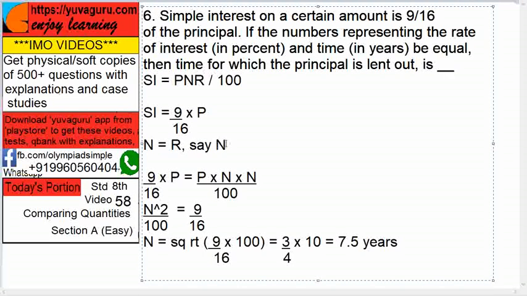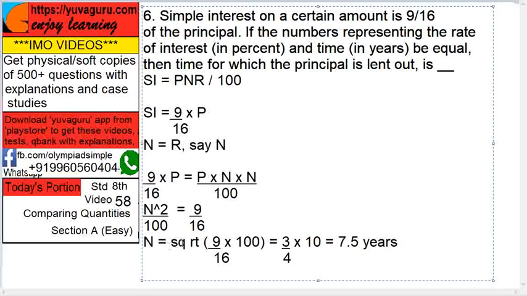So we'll write it as N. Instead of writing R, we'll write it as N. So write this equation again. 9 upon 16 into P equals P into N upon 100. Right? PP gets cancelled. Therefore N square upon 100 equals 9 by 16.